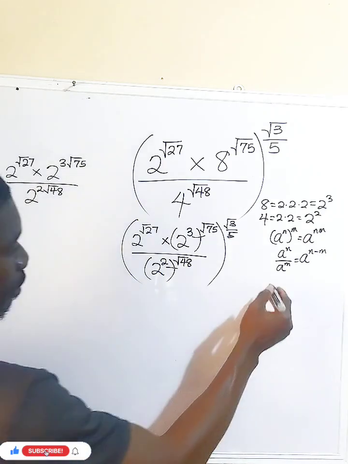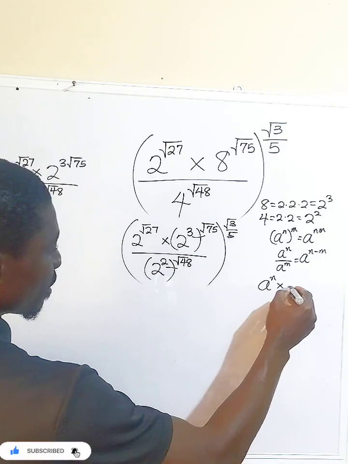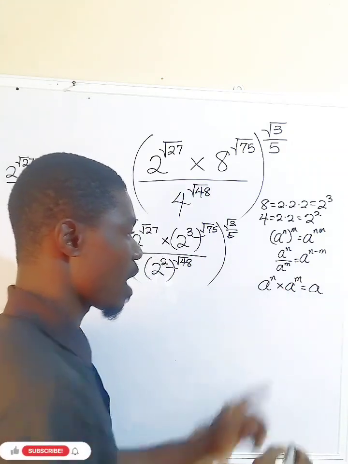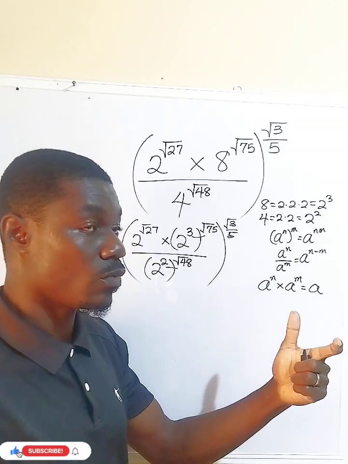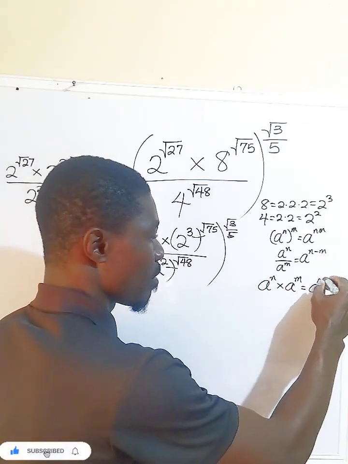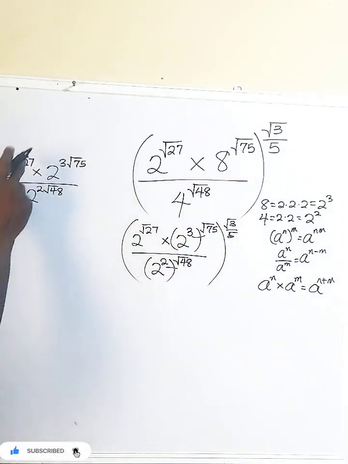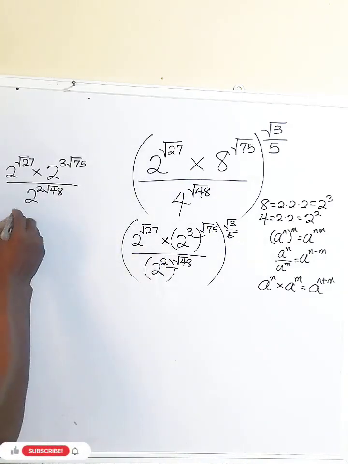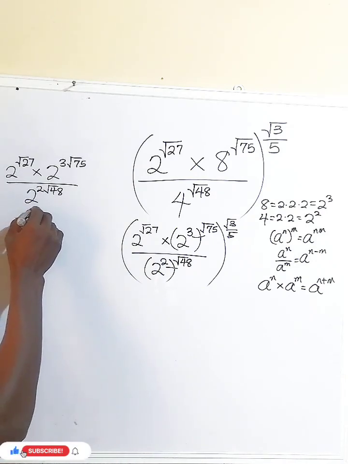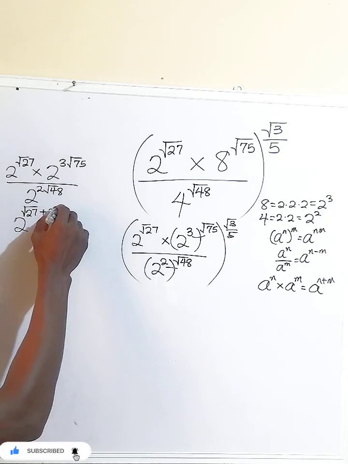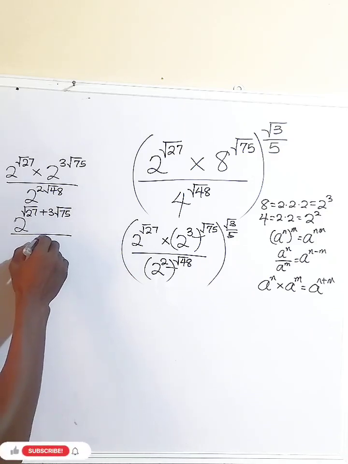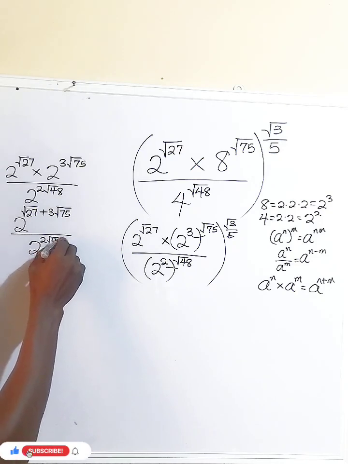Now for the first one here, let us also recall that when you have a raised to the power of n times a raised to the power of m, since they have the same base, you can just pick one and the exponents will be added together. That will be n plus m. Applying this rule to the numerator, let us resolve that first. So here we have 2 raised to the power of root 27 plus 3 root 75, then all over 2 raised to the power of 2 root 48.